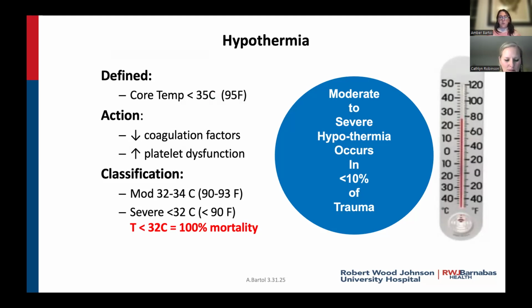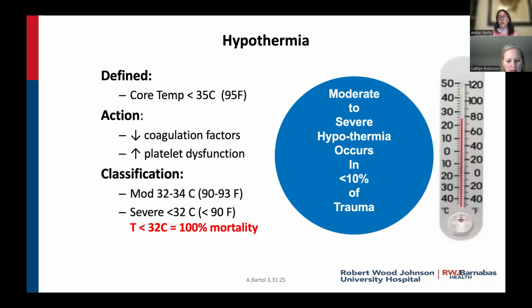You can see that once we get into the moderate and severe categories of hypothermia, so from 90 below, our mortality is really not good. We also need to think about that hypothermia can occur because of the elements, right? It can occur because our trauma patient was just in an MVC. They're laying on the asphalt in the middle of winter for 15 minutes. They're going to be cold.